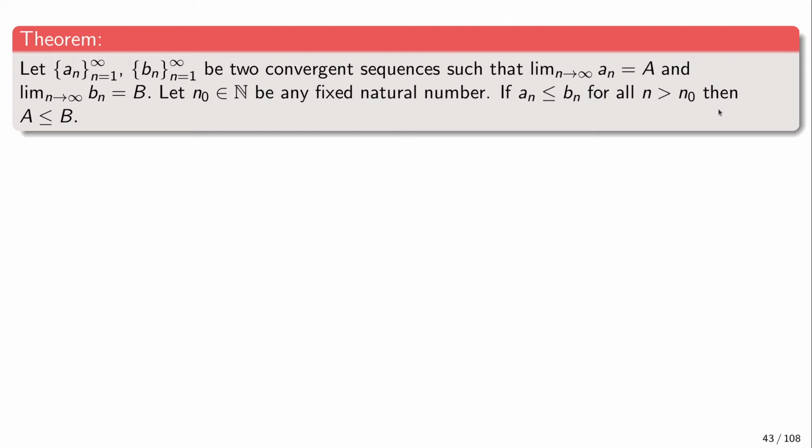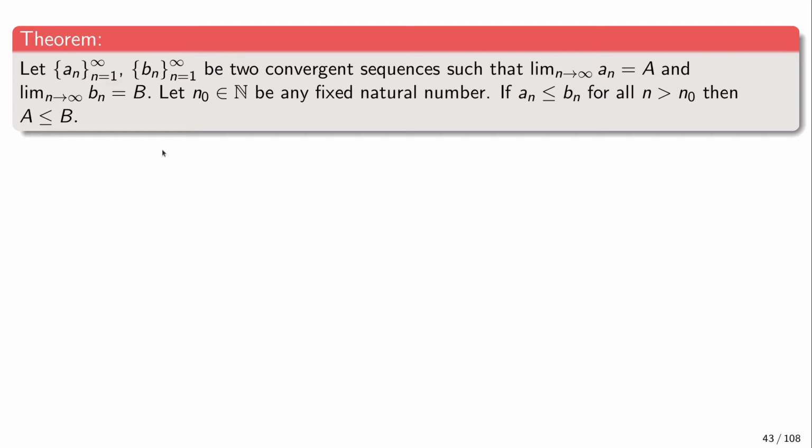And n0 could be hundreds and hundreds of billions, it doesn't matter. It's important that it starts from someplace on. And this inequality holds for infinitely many elements of the sequence. As we were reasoning when we were talking about limits, what's important is what happens for infinitely many elements, and what happens to finitely many elements of the sequence can be ignored. So if this inequality holds, starting from someplace, then the limit of bn is bigger or equal to the limit of an, which seems intuitively clear.